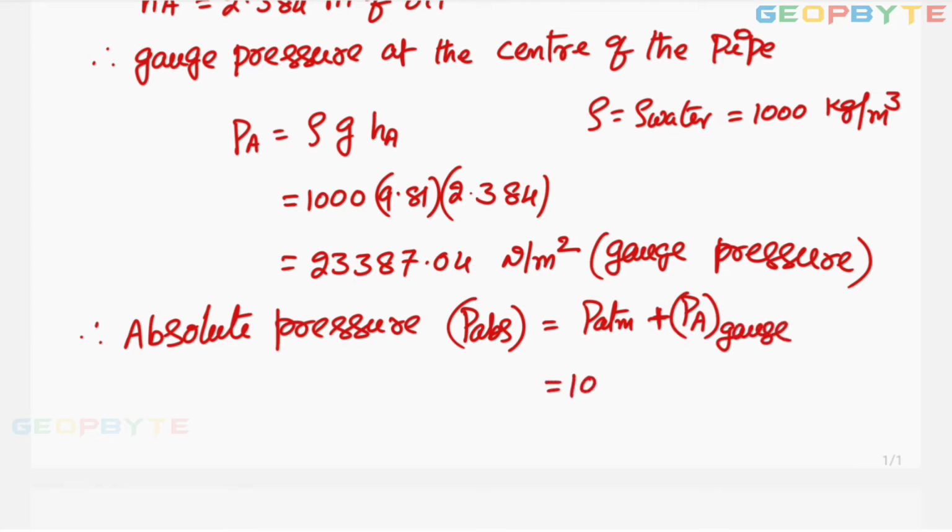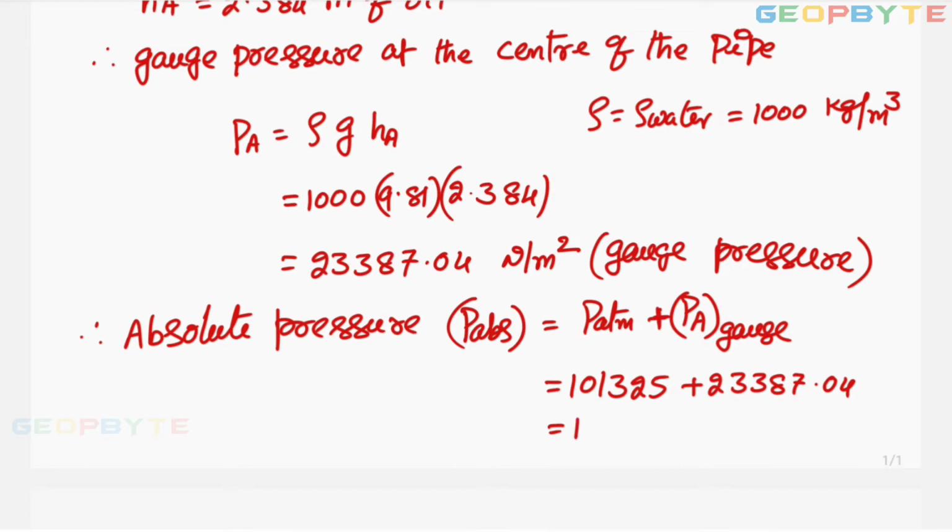Atmospheric pressure, 101.325 kilopascal or 101.325 pascal, plus gauge pressure is 23387.04. Simplify this value plus 101.325. Simplify it.